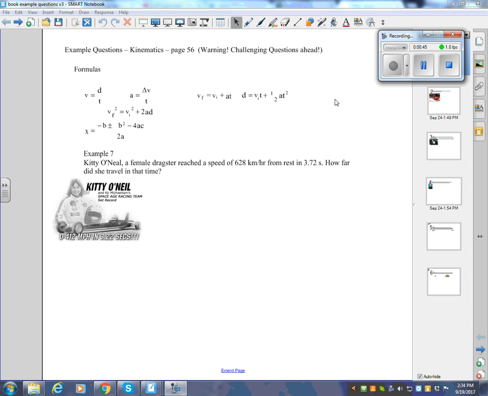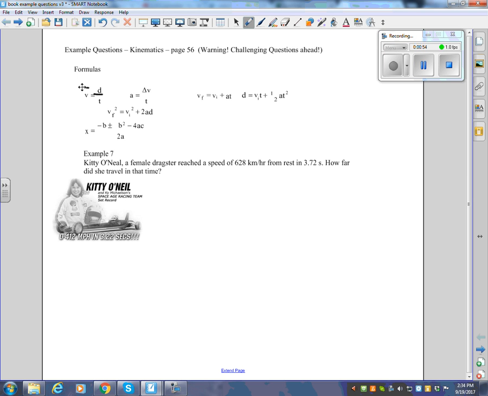Okay, so just a reminder, here are the formulas that we have so far. They are V bar equals D over T. A equals delta V over delta T. It looks like there's some things missing here. VF equals VI plus AT. D equals VIT plus a half AT squared. VF squared equals VI squared plus 2AD. And our old friend, the quadratic formula, minus B plus or minus the square root of B squared minus 4AC, all over 2A. Those are the things you're going to need to know, or to be able to use. Your tools, your toolkit.